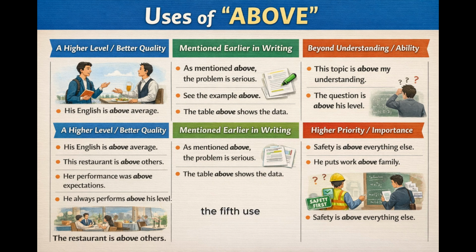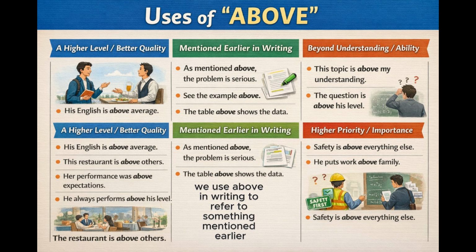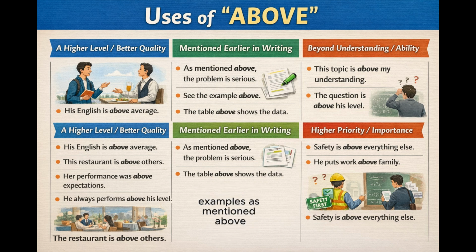The fifth use. We use above in writing to refer to something mentioned earlier. Examples: as mentioned above, the problem is serious. See the example above. The table above shows the data. This use is very important in academic writing and exams.